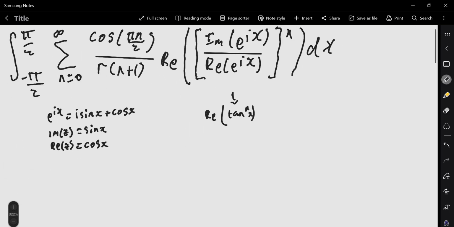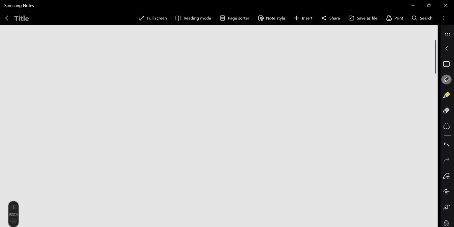This confused me, because what is the real part of tan? It's all real, right? So it is just a decorative thing, I think. I'm not too sure. But this is just tan to the n of x. So we simplified our complex expression to tan to the n of x. Let's rewrite out the integral now.